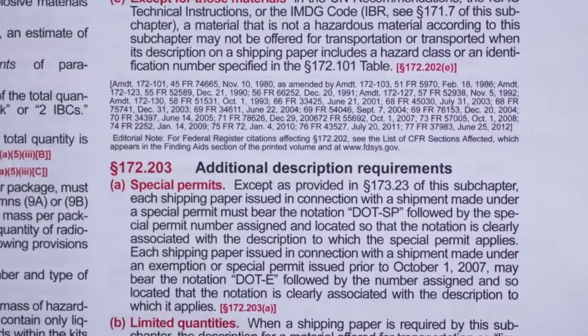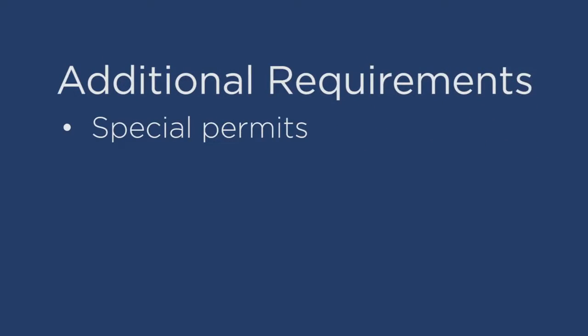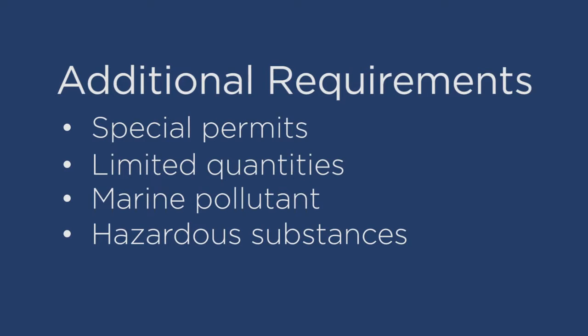Just as we saw with marking, there may be some additional information that needs to be described on the shipping paper to accurately reflect the shipping description. For example, if an offerer is describing a material that's covered by a special permit, the special permit number may need to be entered on the shipping paper. These requirements can be found in 172.203 of the Hazardous Materials Regulations. Section 172.203 spans across approximately 15 paragraphs and outlines additional description requirements. These requirements include special permits, limited quantities, marine pollutants, hazardous substances, so it's important to understand your audience and their shipping needs.